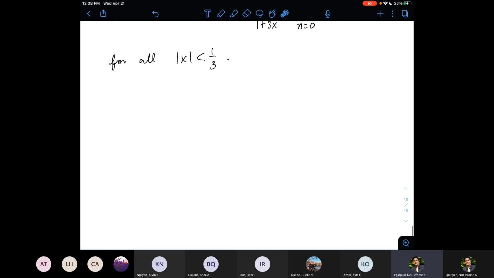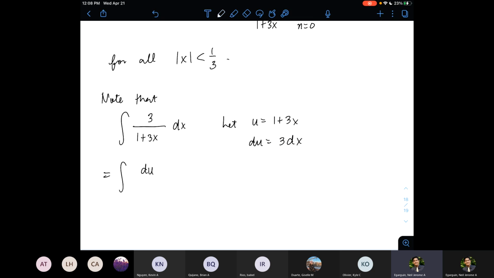So here you should note that the integral of 3 over 1 plus 3x dx can be obtained by letting u be equal to 1 plus 3x. du would then be 3 dx. And luckily, that is present here. So this guy is just du over u. So this is ln of the absolute value of u plus c. And this guy would be ln of the absolute value of 1 plus 3x plus c.